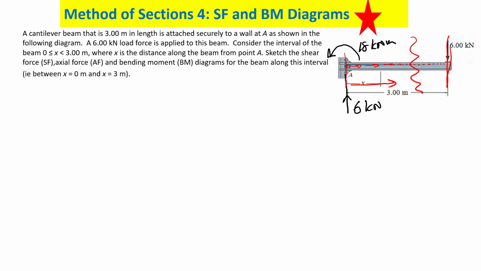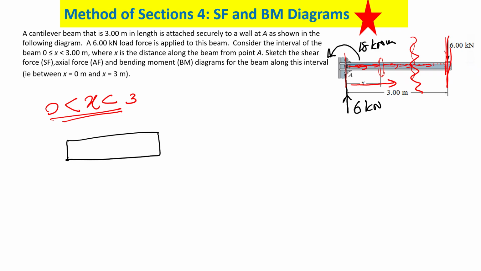Do you have anything happening here? Any load or anything? No. So you go along the beam and you only cut if there is a change in the loading condition. When you go here, nothing changes, no loads, just up to here. So you need to cut only between 0 and 3 meters. And you consider the left hand side. Don't consider the right hand side. There is nothing wrong with it, but get used to one method, then you don't go wrong.